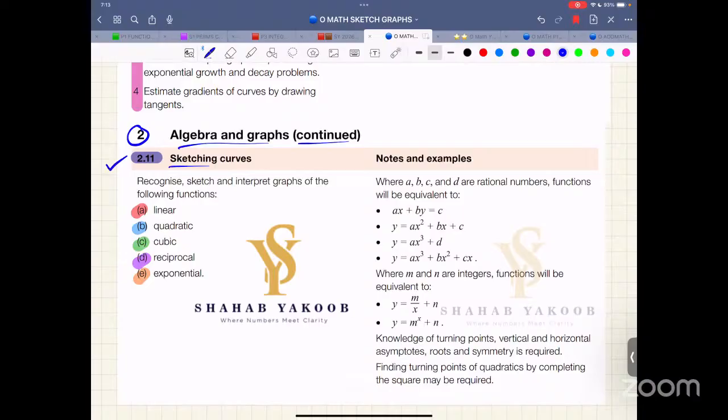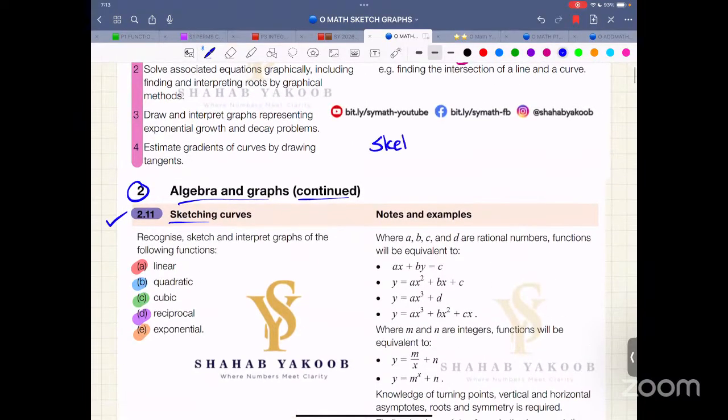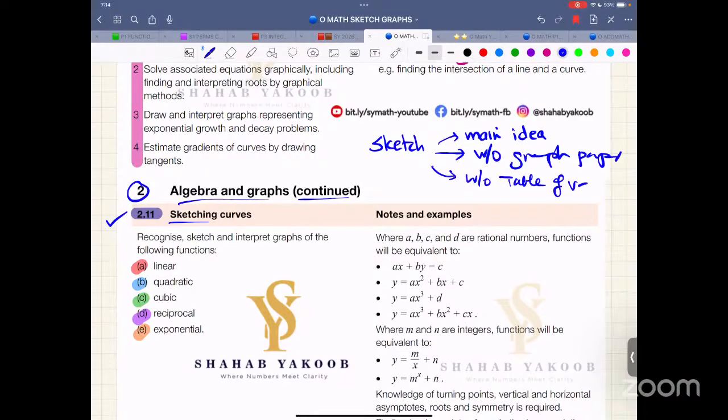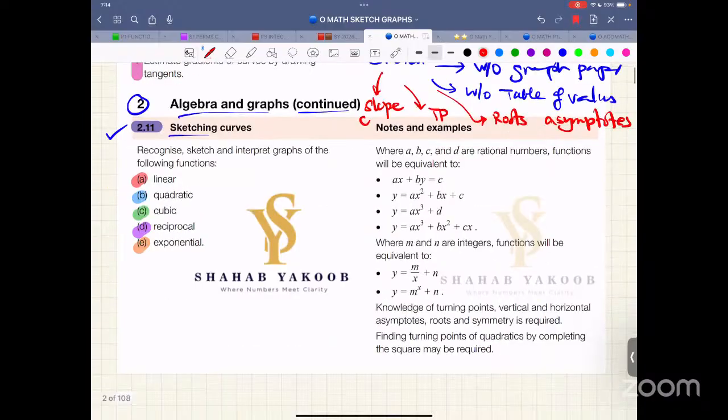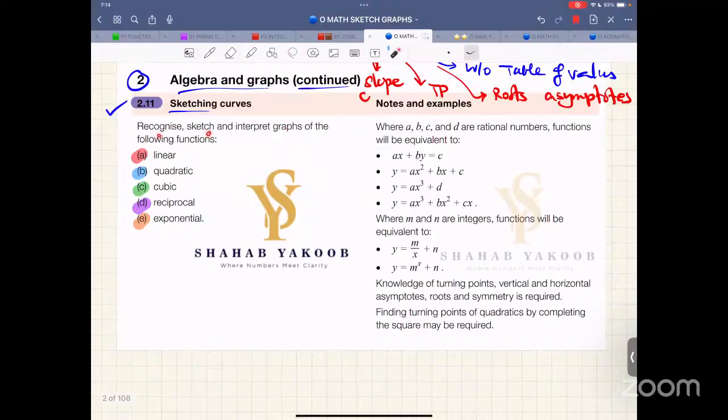This is 2.11. This is sketching. So sketch is just using the main idea without graph paper, without table of values, and maybe you take care of, let's say, slope, y-intercept, you take care of turning points, you take care of roots, you take care of asymptotes, and things like that. And based upon that, you sketch it. So now it says recognize, sketch, and interpret.